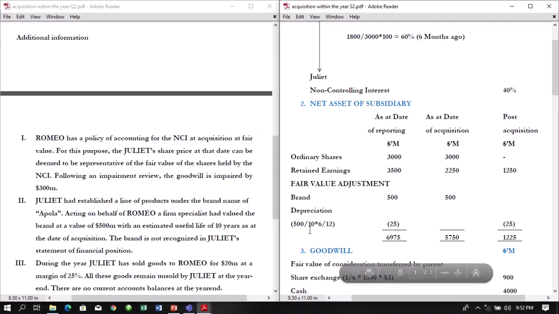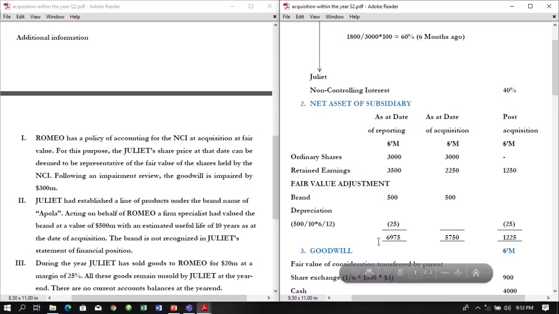So the depreciation for the year multiplied by the distance between the date of reporting and acquisition, in this case 6 months, 6/12. That is how we got 25. And your additional depreciation or your excess depreciation, in any case it may be, will appear at the date of reporting and also under the post acquisition period. So in this case, I can tell myself that I am successfully done with working note 2.